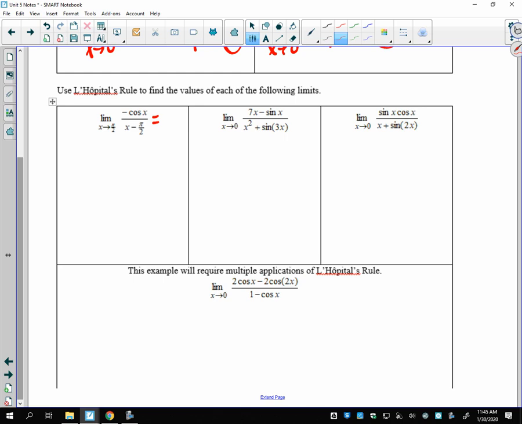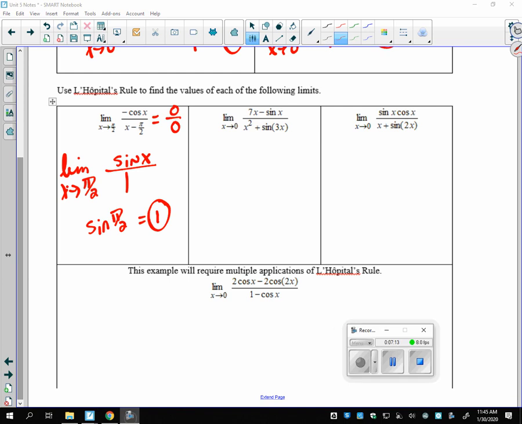But at pi halves, cosine does equal 0, and pi halves minus pi halves is 0. So I can take the limit here as x approaches pi halves, and the derivative of negative cosine would be positive sine, and the derivative of x is 1. Pi halves is just a number. And then when I plug pi halves in there, the limit value is just the sine of pi halves, and the sine of pi halves is 1.